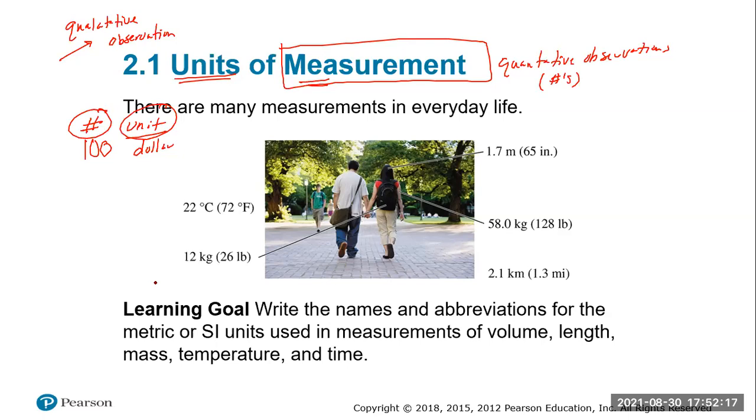All right. So we see some different measurements and values here on this page. We have 22 degrees Celsius. We have 12 kilograms, 58 kilograms. These are all values and units, which basically represents a proper measurement. Any questions on that there?